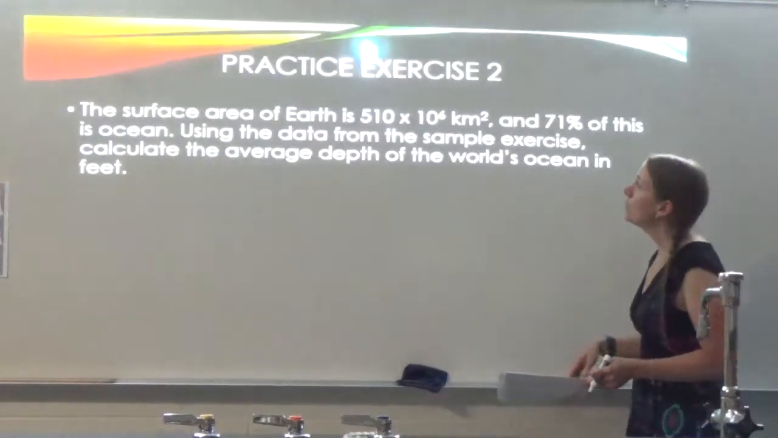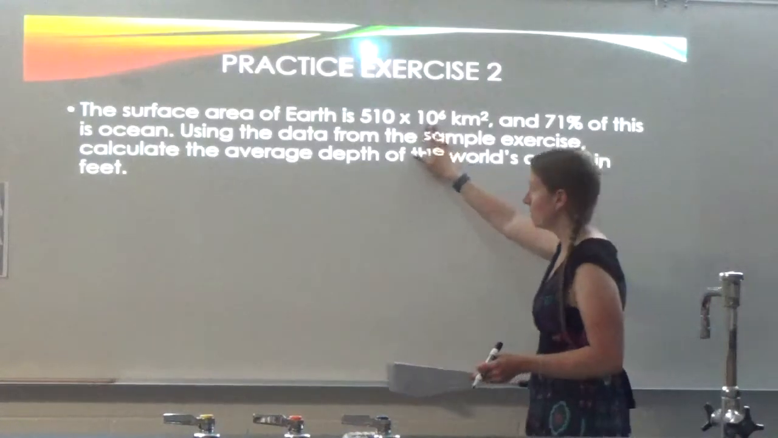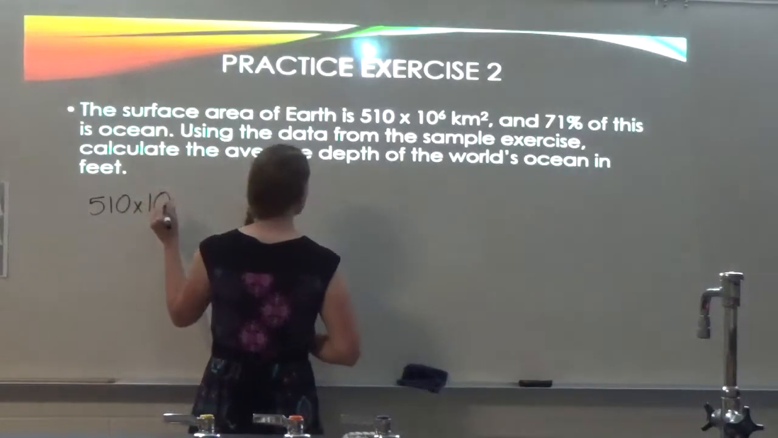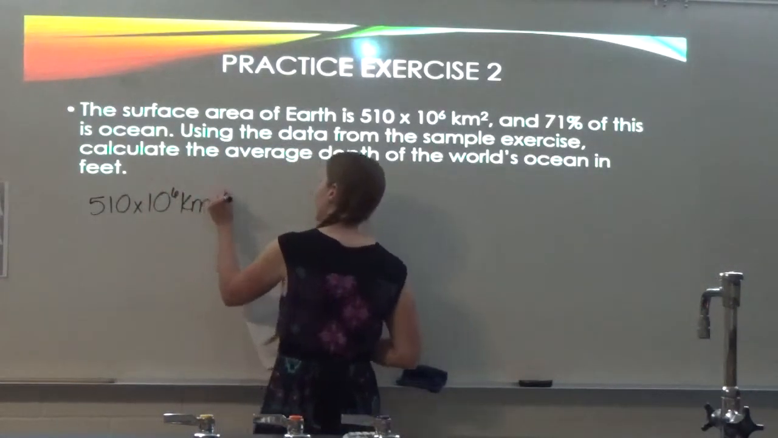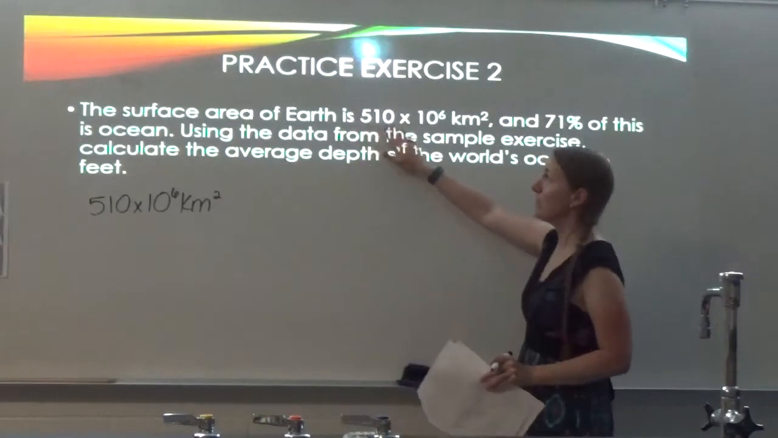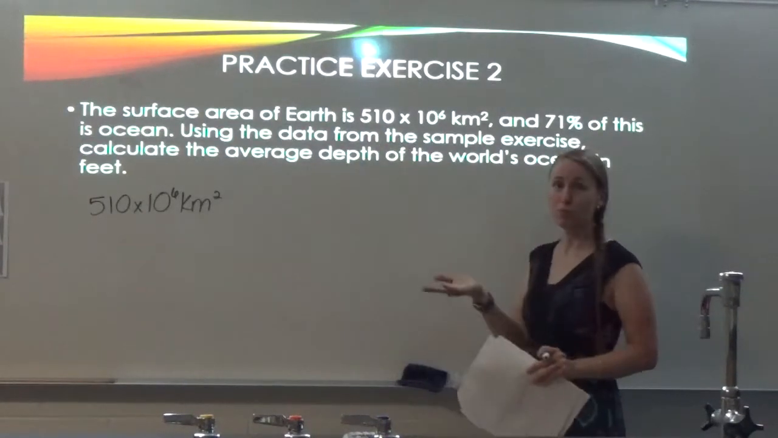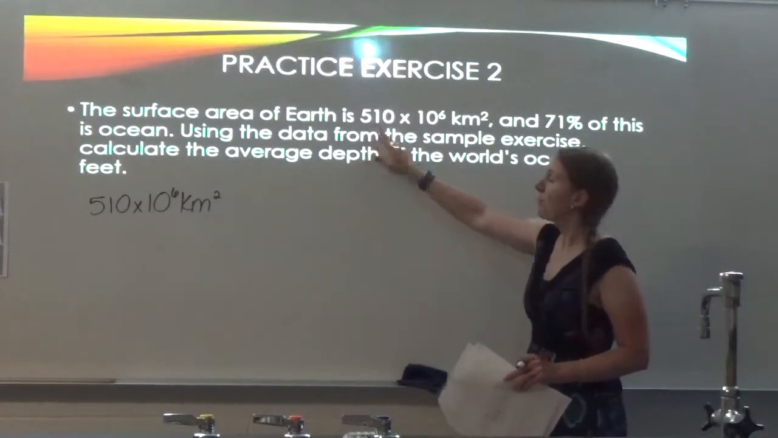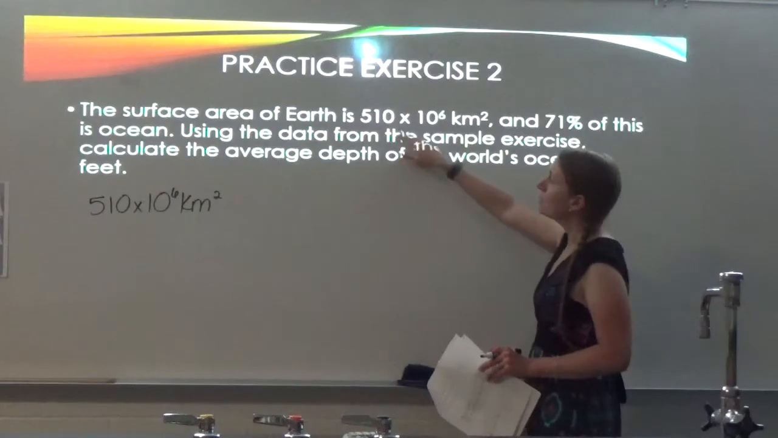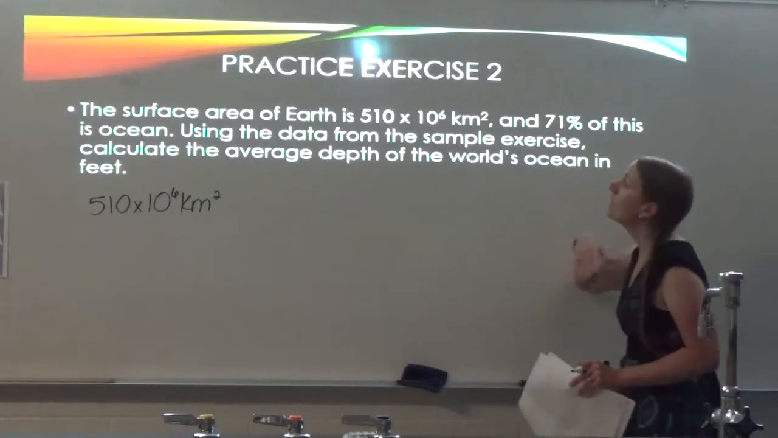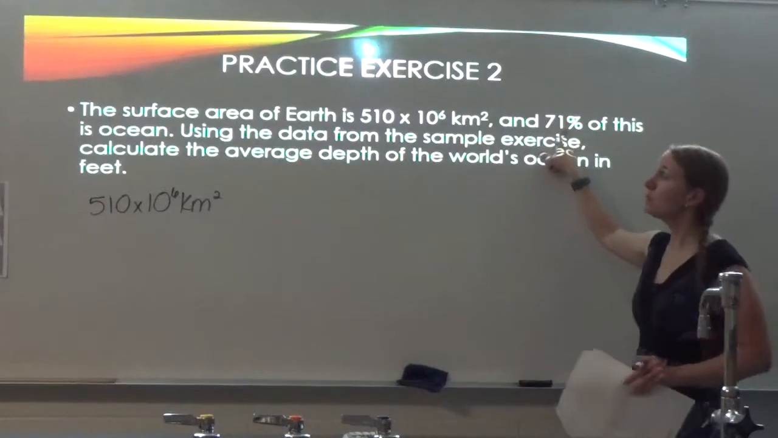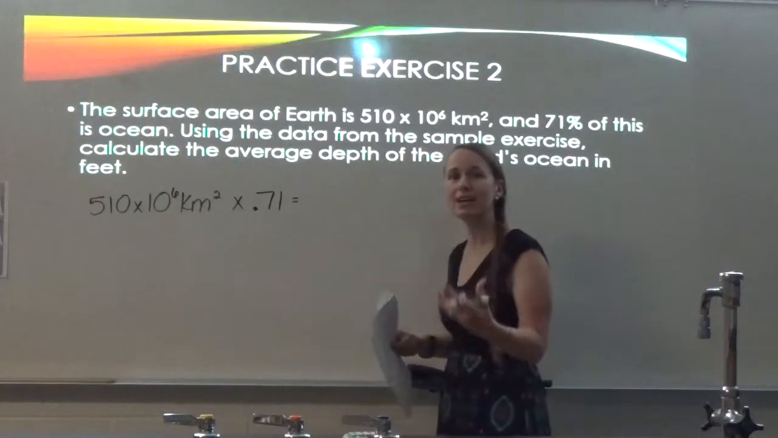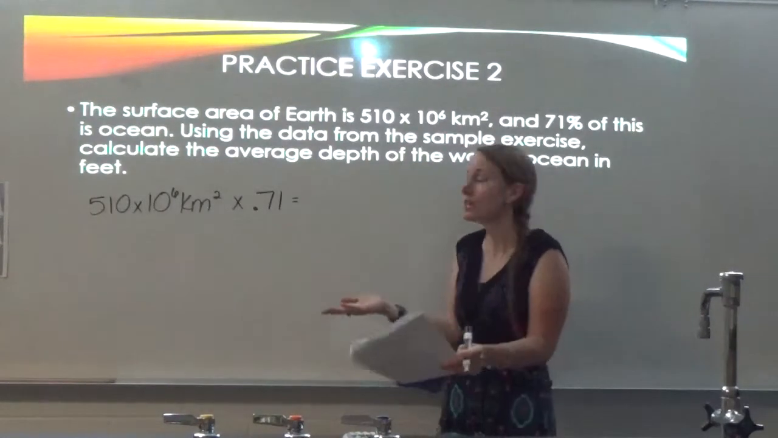All right, so we know the surface area of the Earth is this. Okay, so I'm going to start with that. So 510 times 10 to the 6 kilometers squared. And y'all, this was not a typo. They did just put 510 instead of 5.10 times 10 to the 8, which is fine. All right, but I just wanted you to know it's not a typo. So we have that much surface area on Earth, but only 71% is ocean. So the first thing I'm going to do is multiply it by 0.71 so I can get what the surface area of just the ocean is.